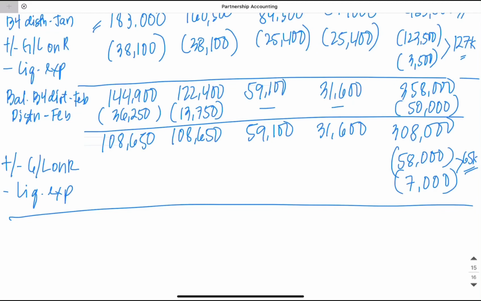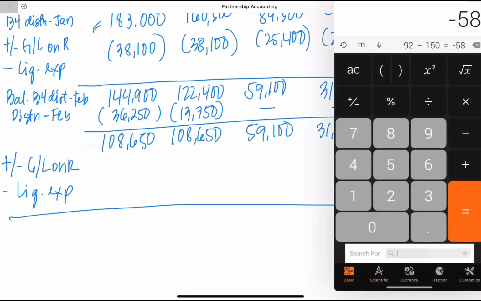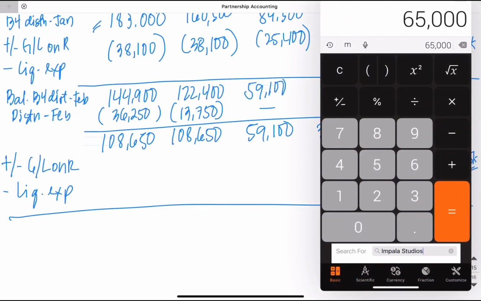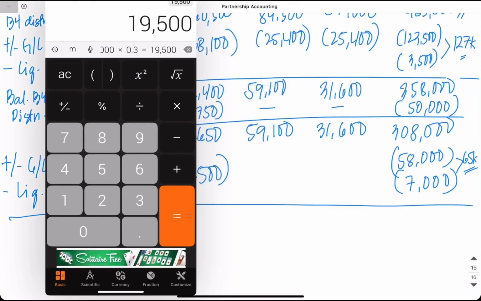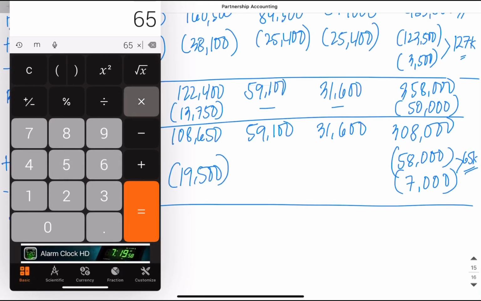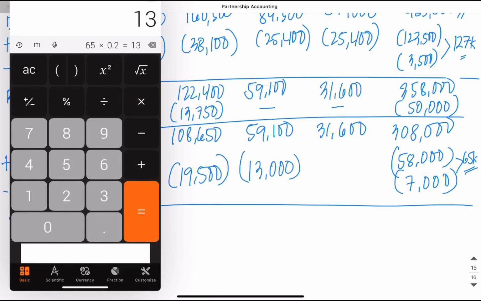Again, distribute it using the respective P&L ratio. So 65 times 30%, this is 19,500. Another 19,500. And then 65 times 20%, so this is 13,000. Another 13,000.